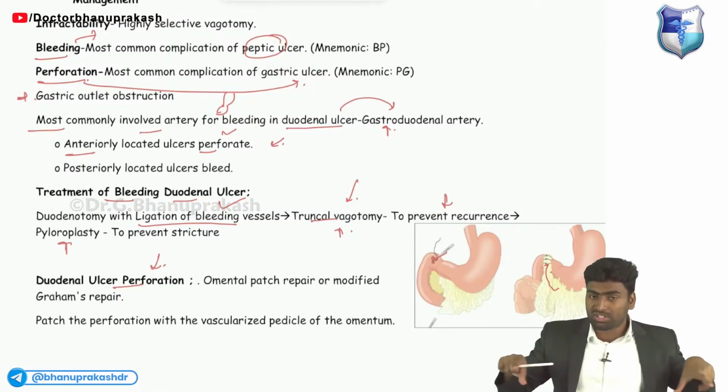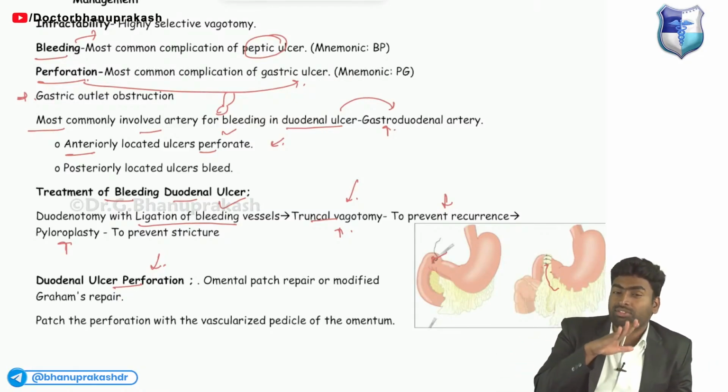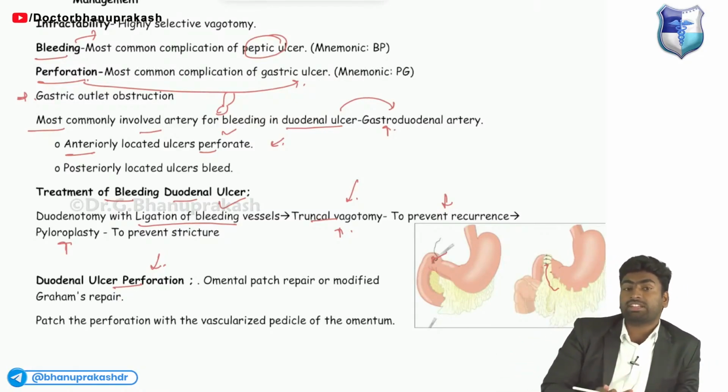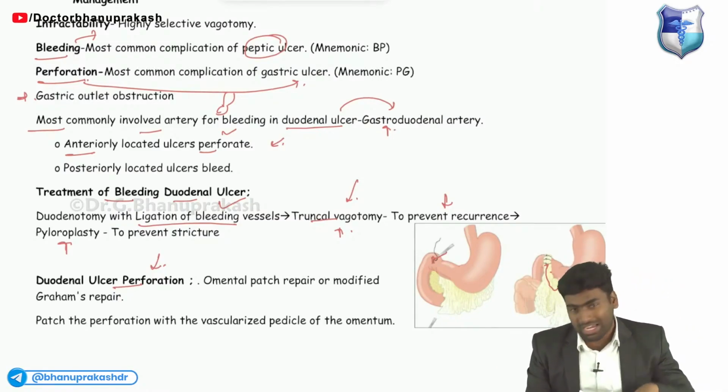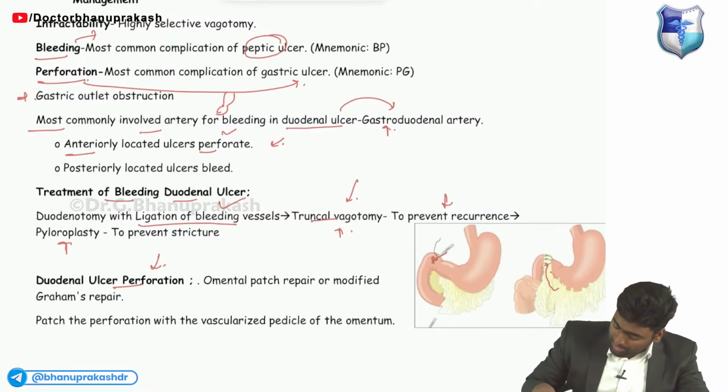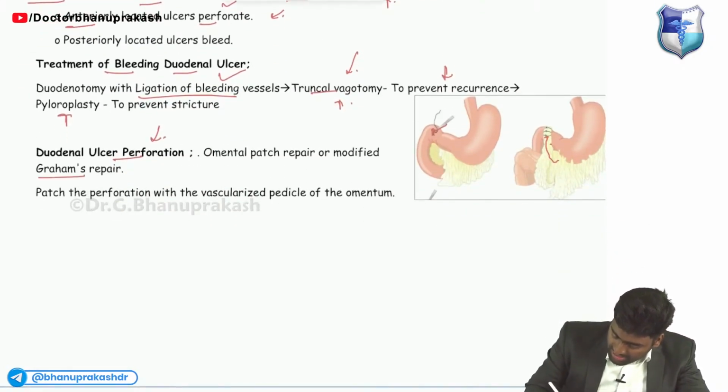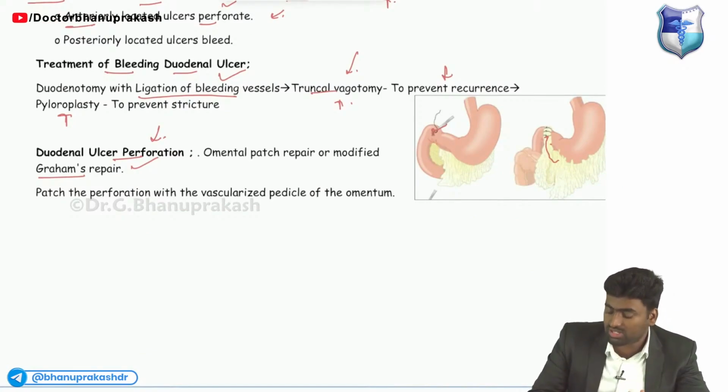Like if there is a tire puncture, we bring out something and keep it as a patch. Likewise here, we are using this omental patch repair. If we use an omental patch repair, it is known as Graham's repair. Just remember it is known as Graham's repair.